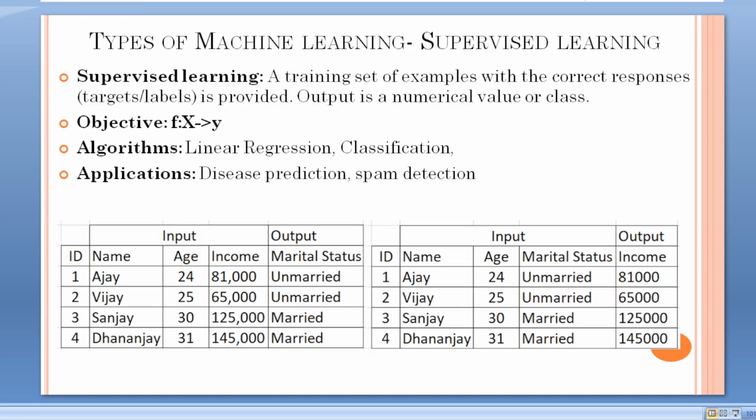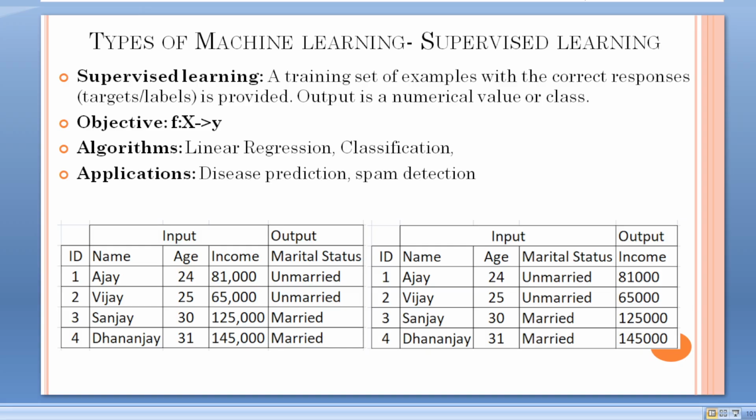Based on this training set, the algorithm generalizes to respond correctly to all possible inputs. When I say generalizes to respond correctly to all possible inputs, it means that whenever some test data is given to the algorithm, most of the responses are correct. Supervised learning is also called learning from exemplars. The output of a supervised learning algorithm is a numerical value or class.